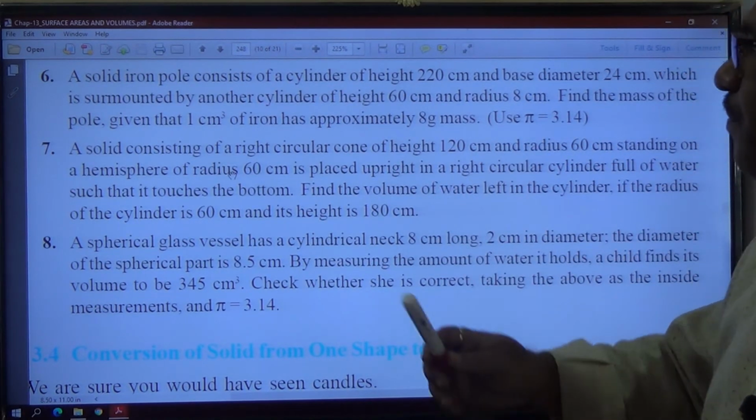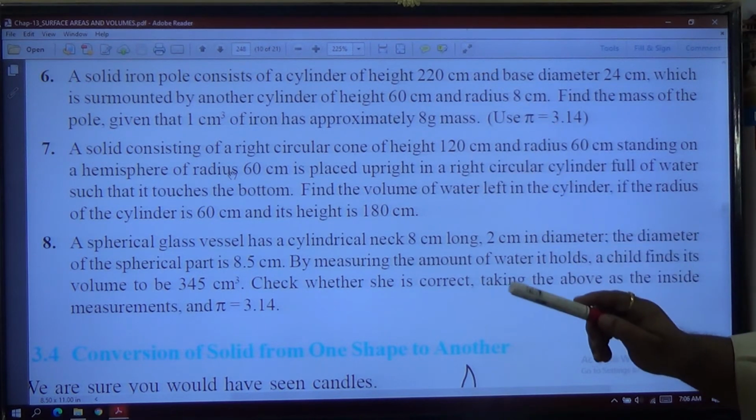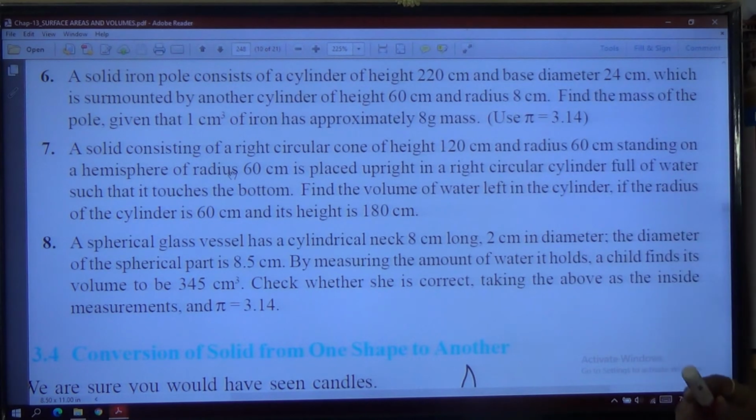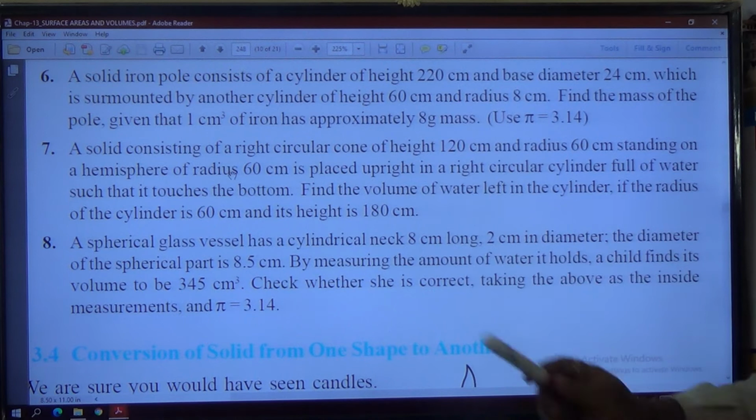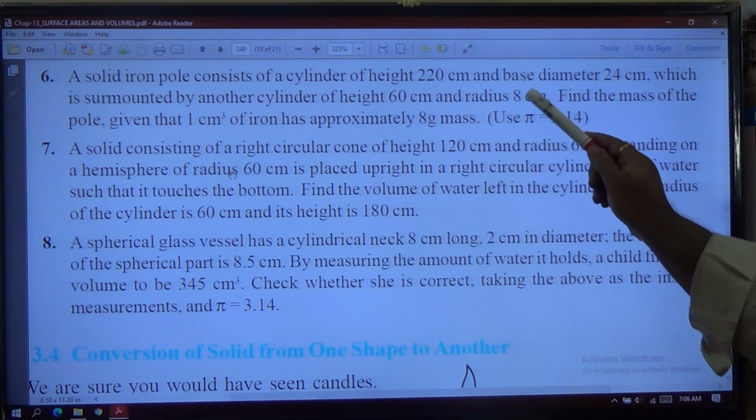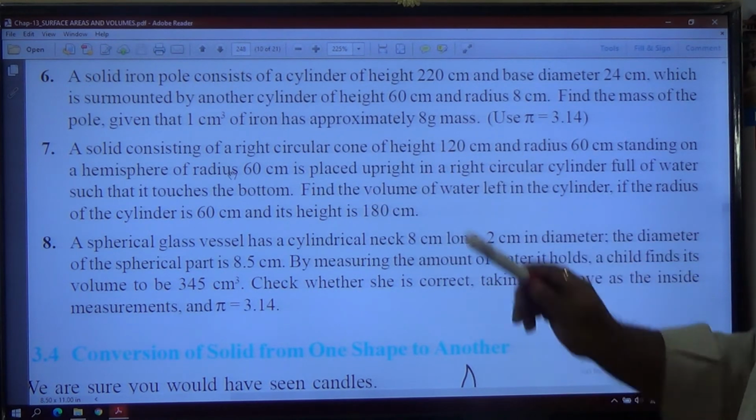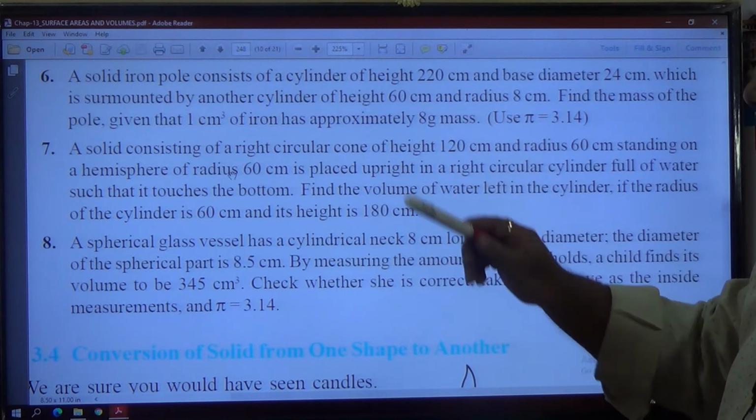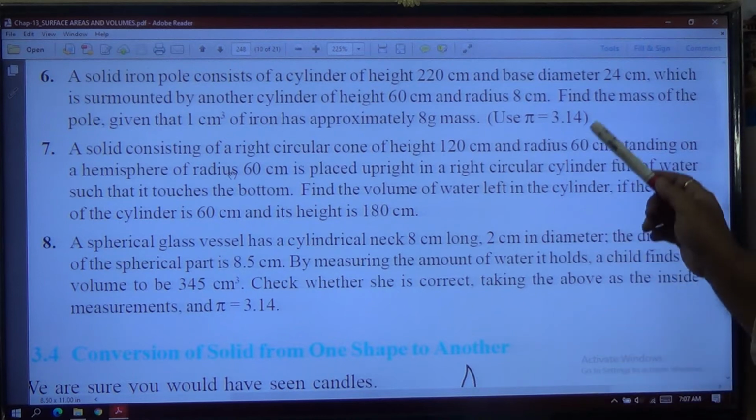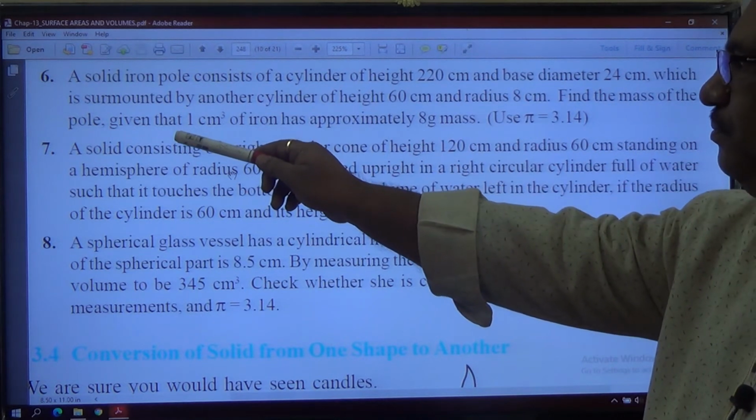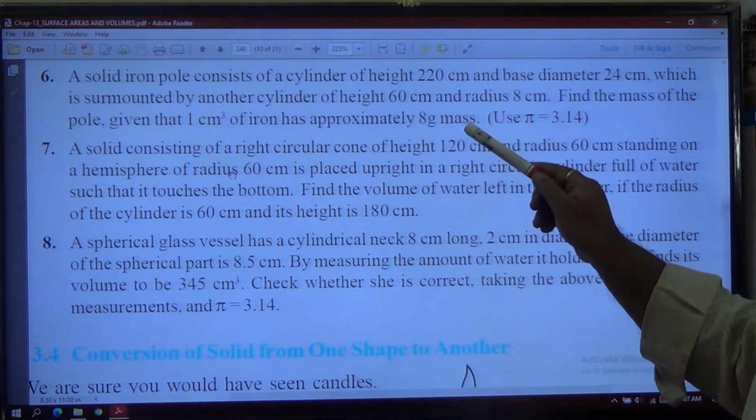Question number 6. A solid iron pole consists of a cylinder of height 220 centimeter and base diameter 24 centimeter, which is surmounted by another cylinder of height 60 centimeter and radius 8 centimeter. That means that a solid iron pole has two cylindrical parts. One is the bottom cylinder and surmounted by another cylinder, which is the top cylindrical part. Find the mass of the pole given that 1 cubic centimeter of iron has approximately 8 grams of mass.